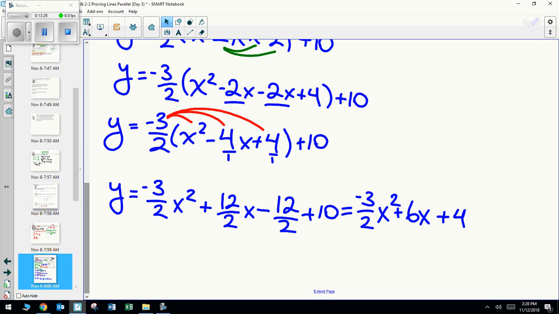And that is my final answer. And the equations are equal. The standard form is the same equation and same graph as the vertex form. It's just rewritten where we expanded the x minus 2 squared, distributed the negative 3/2, and combined like terms.